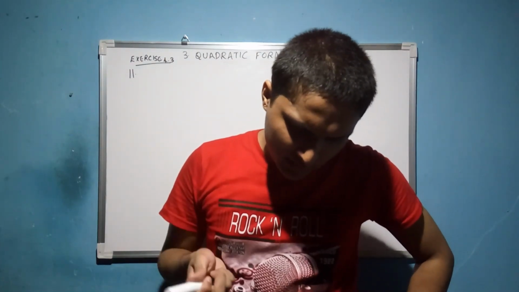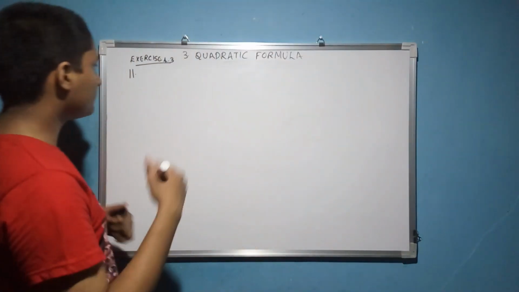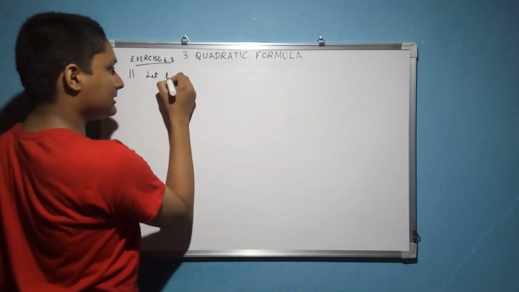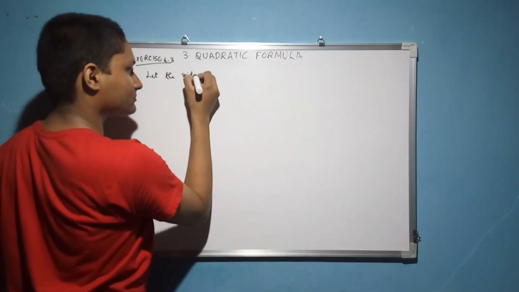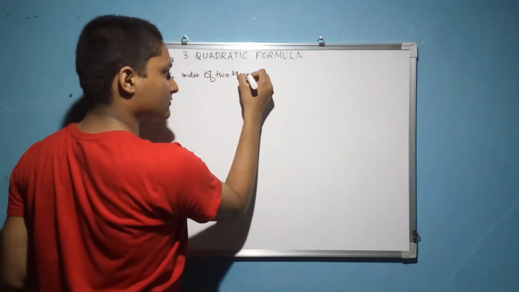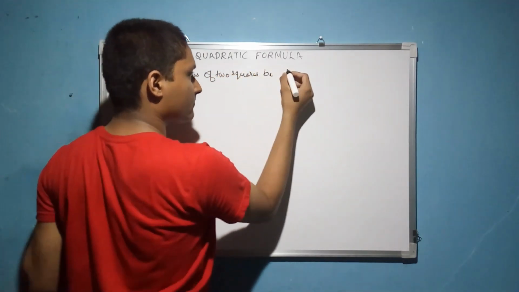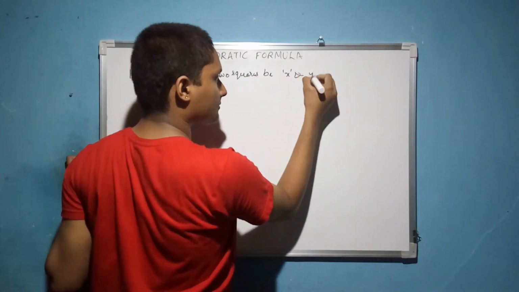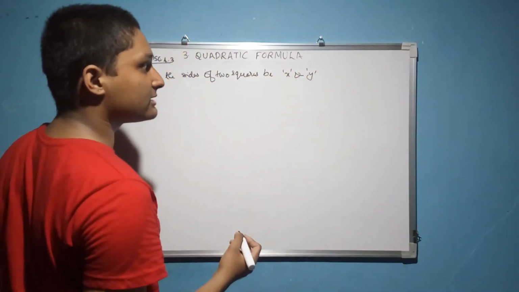You have the question here. The sum of the areas of two squares is 468 meters square. If the difference of the perimeters is 24 meters, find the sides of the two squares. So we'll let the sides of the two squares be x and y.